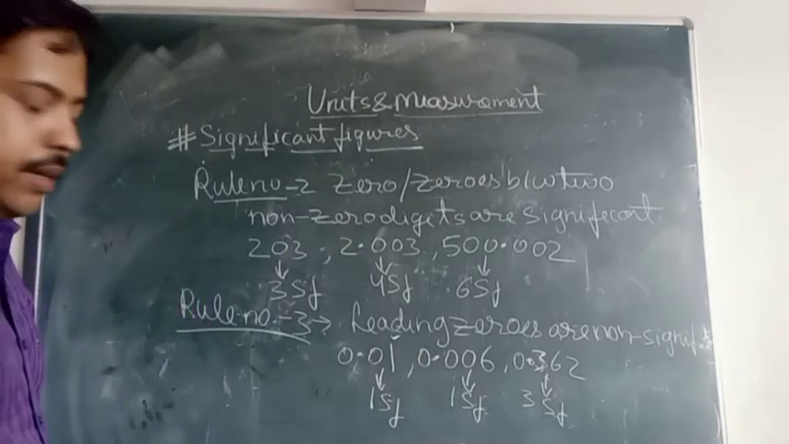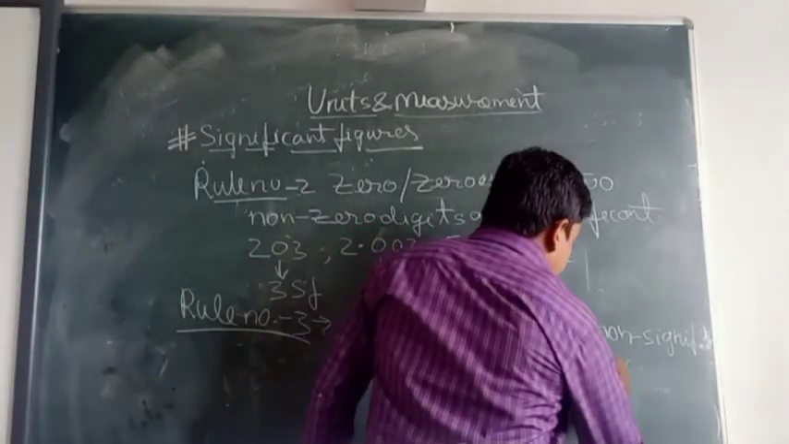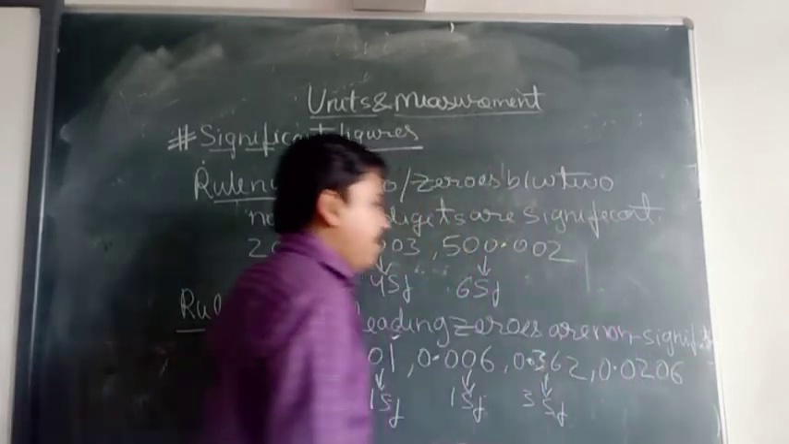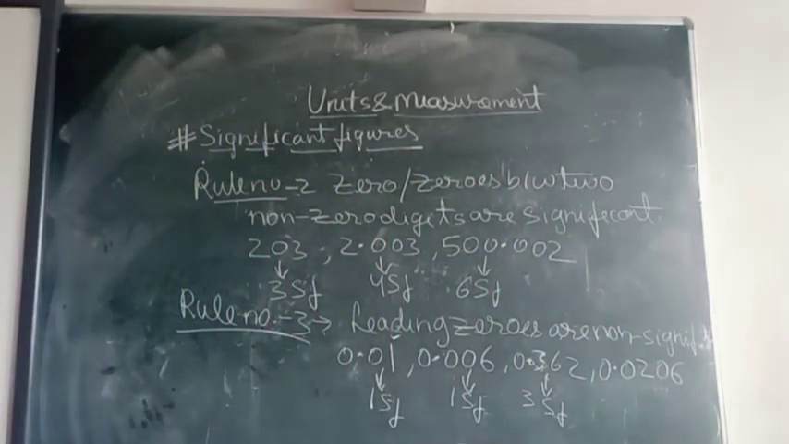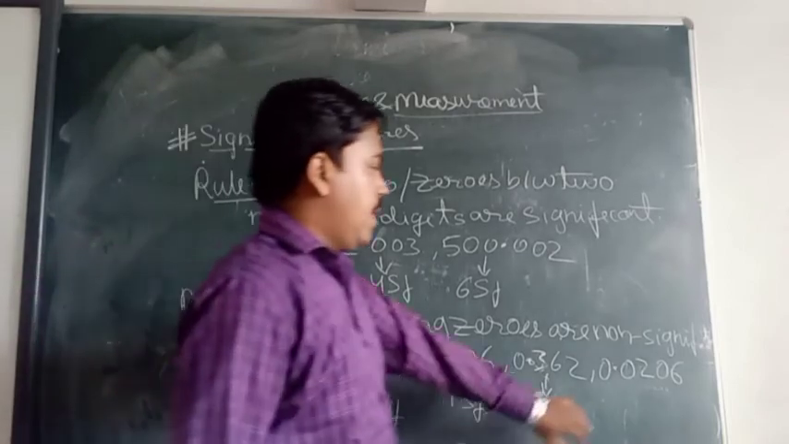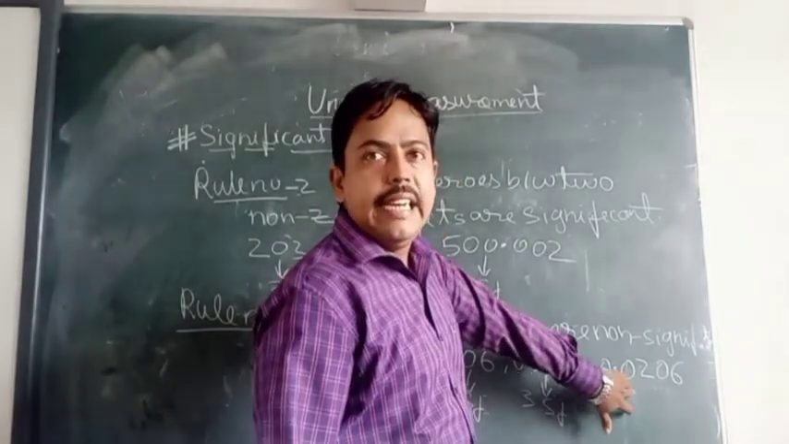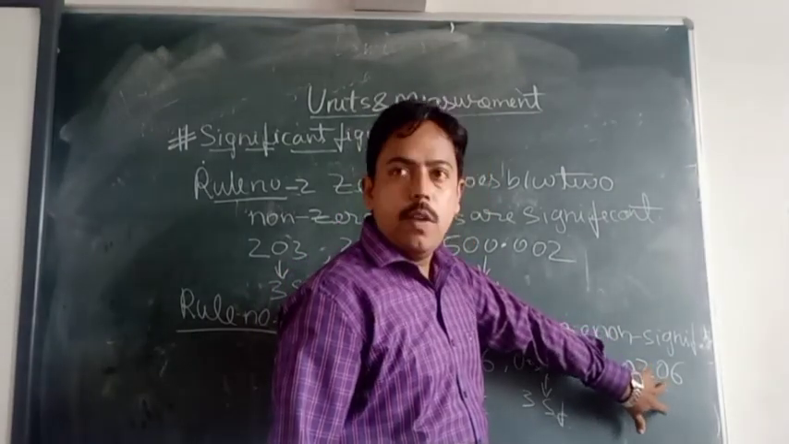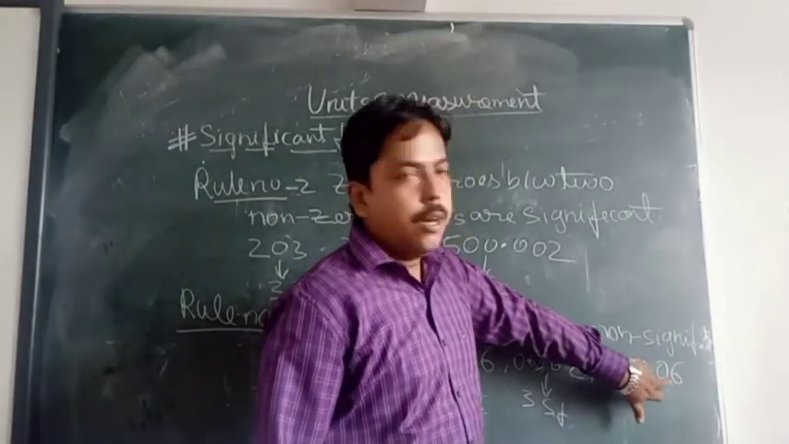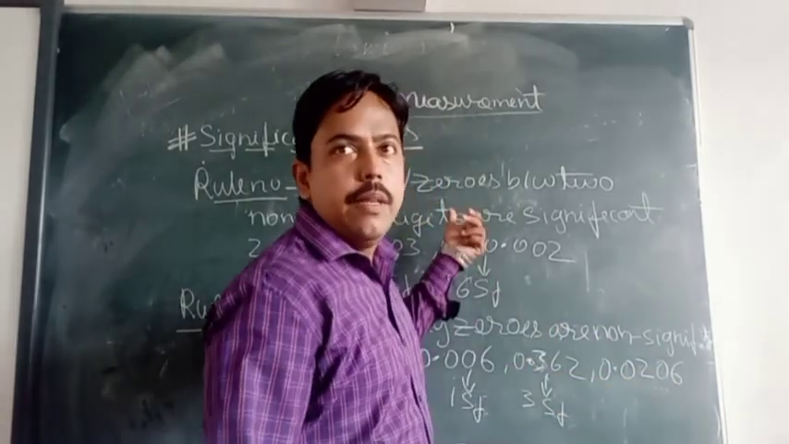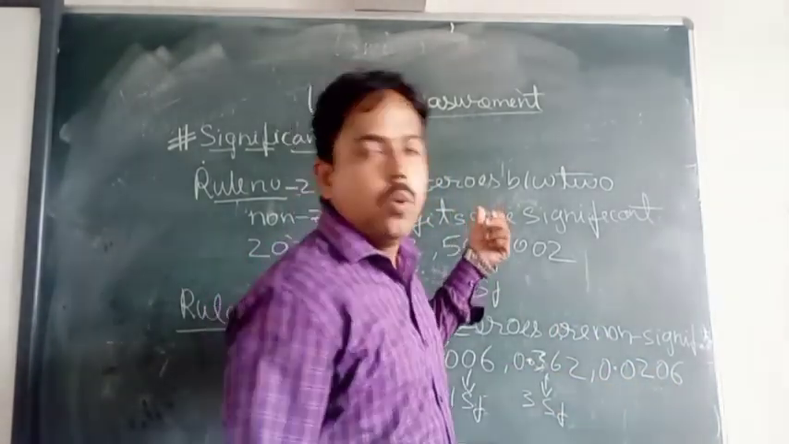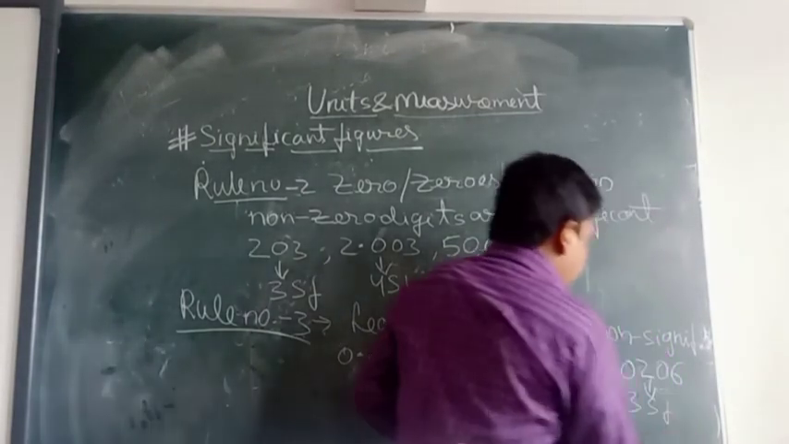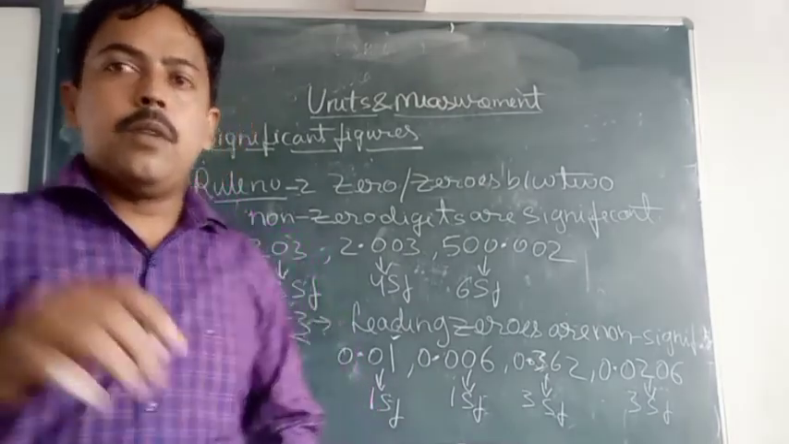Okay. So suppose here is also one number, 0.0206. How many significant figures are here? 3 significant figures, because these are leading zeros that are coming before, and this 0 will be counted because it is coming in between two non-zero numbers, as we have discussed in rule number 2. Okay, so just note down, everyone.